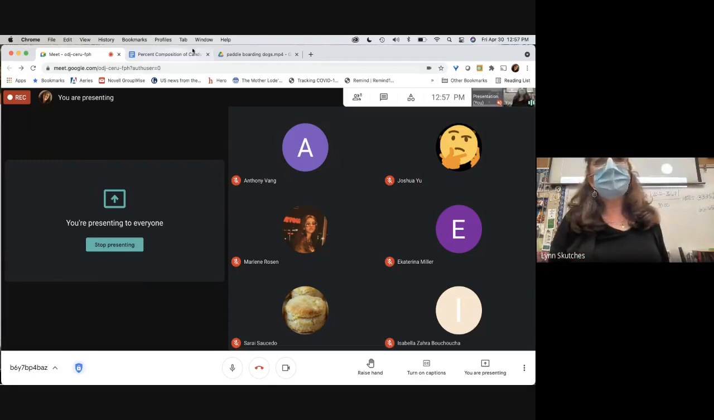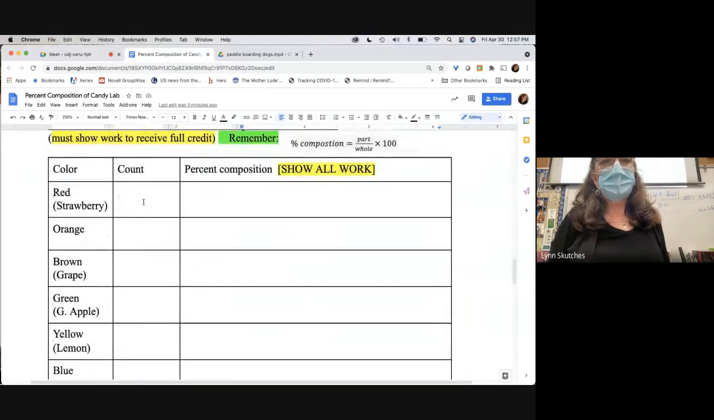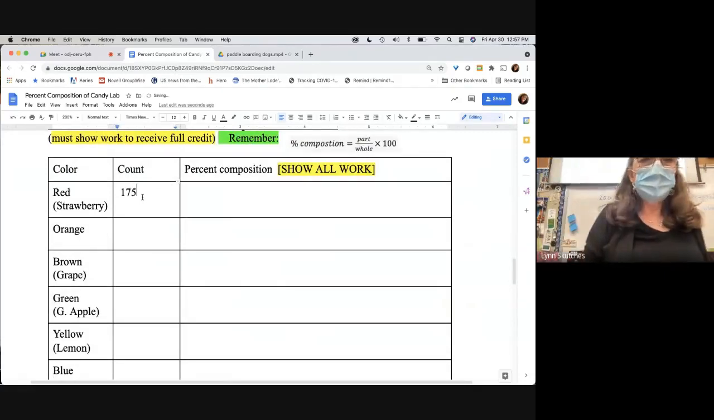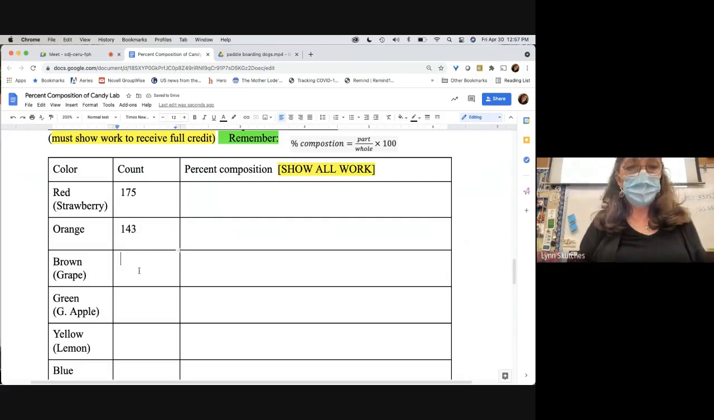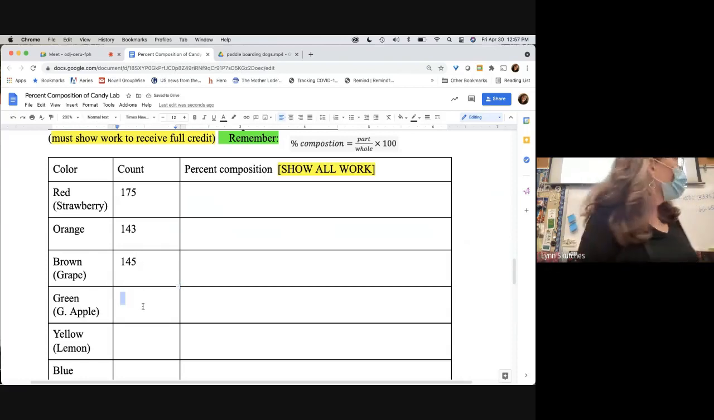Right, so the class totals go here. 175, 143, 145, 156, 150.